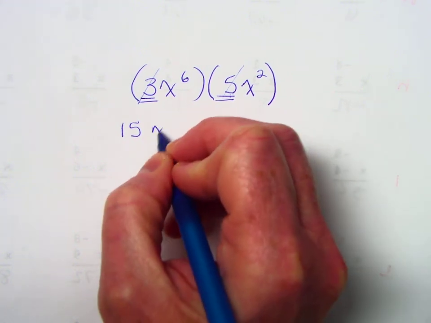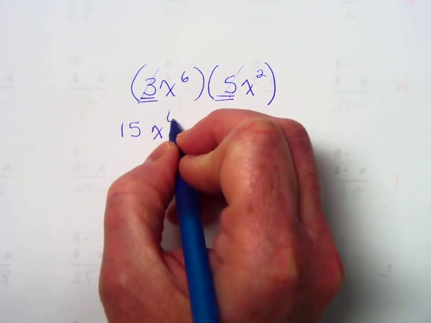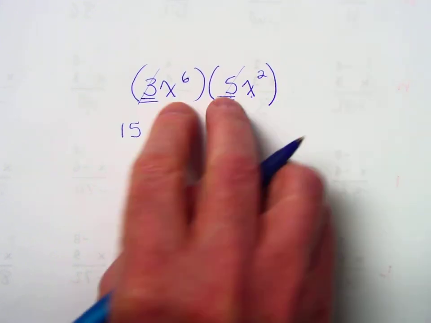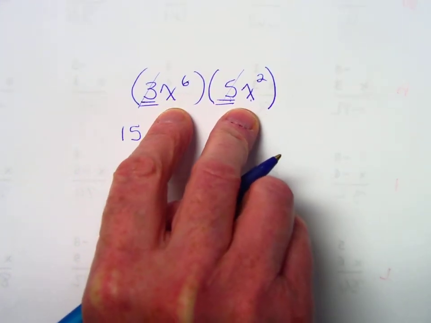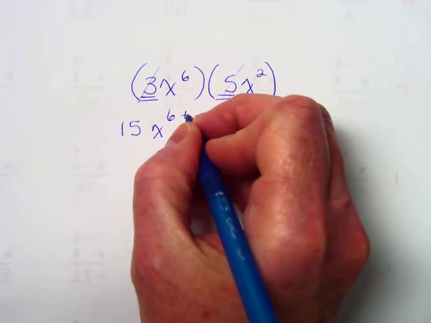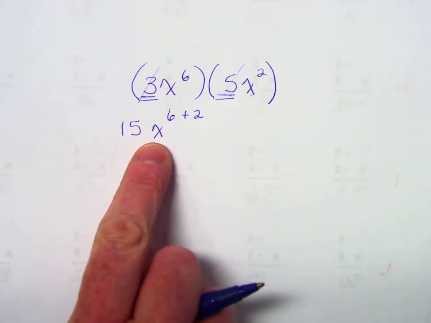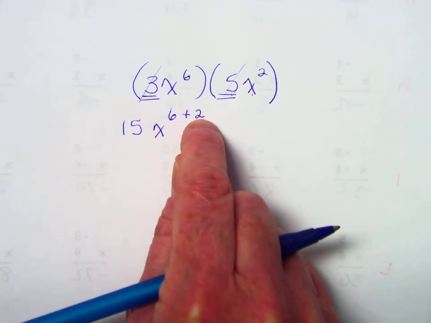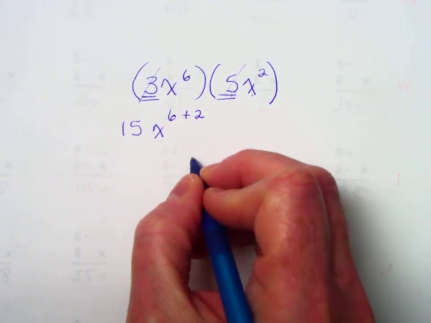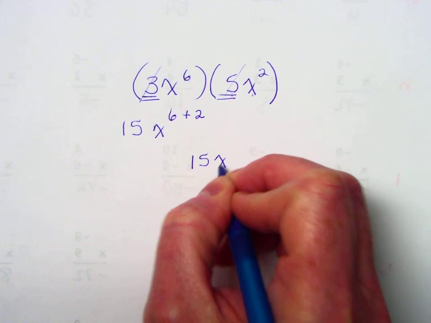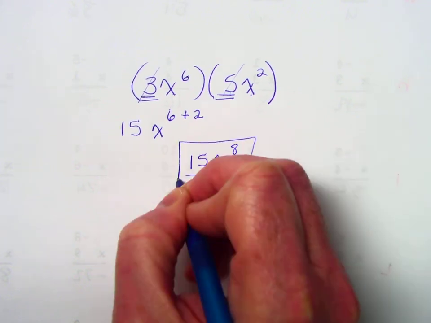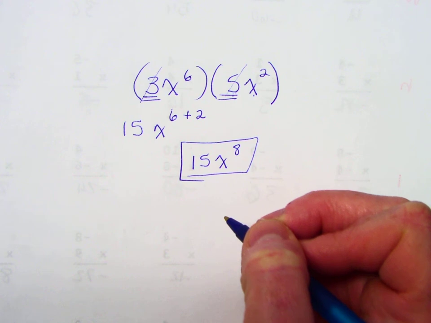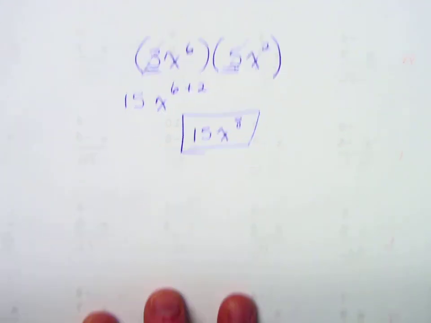I have a variable x. This x has an exponent of 6. This x has an exponent of 2. Don't I have matching bases? Then that means I'm going to add the exponents together. So my variables that have a base of x, here are the exponent 6 plus 2, which would make an 8, right? So 15x to the 8th power would be your final answer. Pretty easy? Yeah. All right, let's punch it up a little bit.